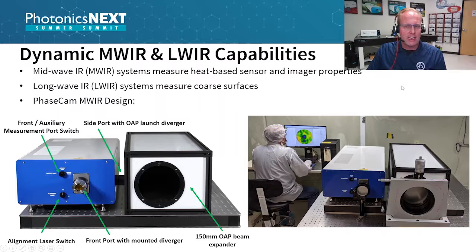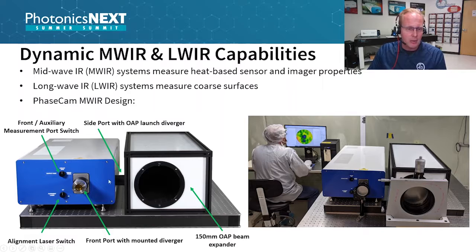One other thing that I'll say on the dynamic interferometers is that they also have the ability to be used on invisible wavelengths, both in the mid-wave IR regime as well as the long-wave IR regime. For mid-wave, that allows you to measure a lot of heat-based sensors and imagers and properties of those systems. The long-wave allows you to measure coarser surfaces.